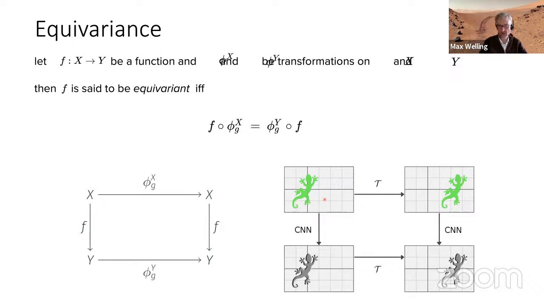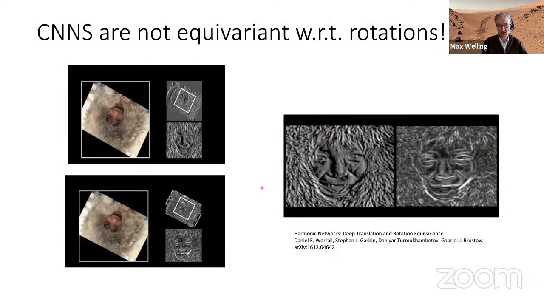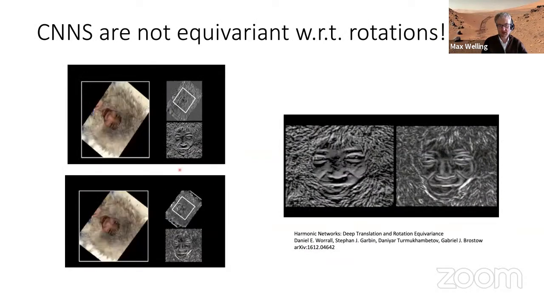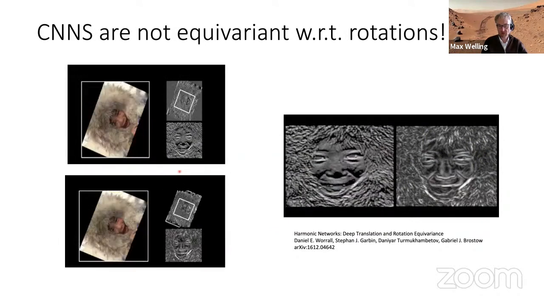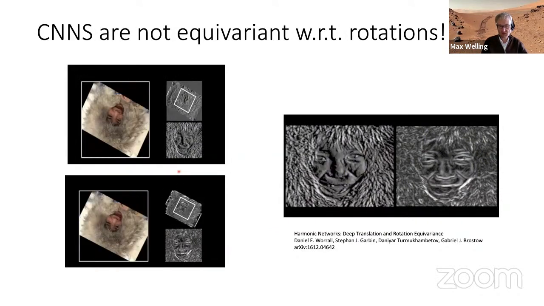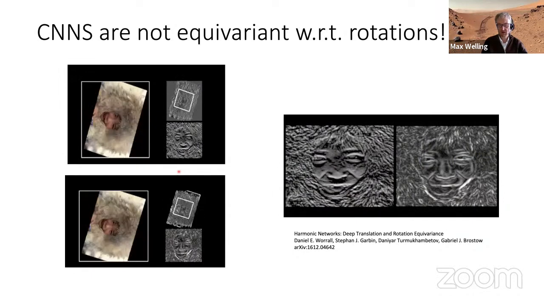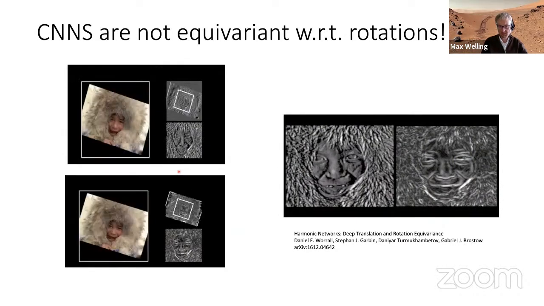And so if you layer these things, it's a lot easier to learn from these neural networks that have this property. And you might think that the convolutional neural networks have this property for translations. You might think that they also have this property for rotations. But in fact, it's not true.